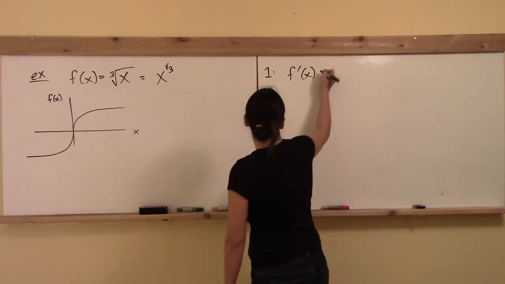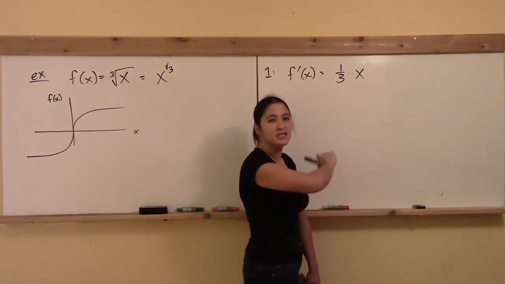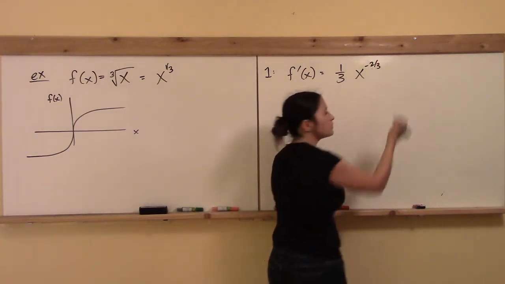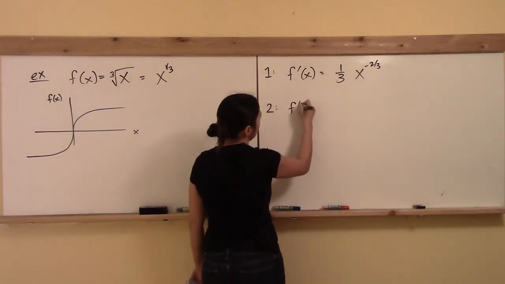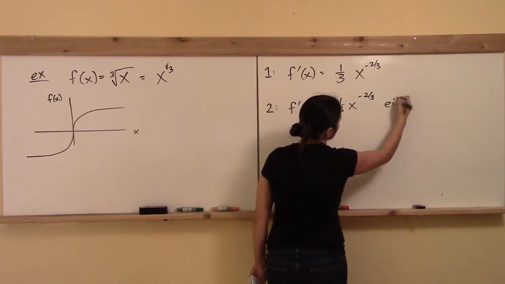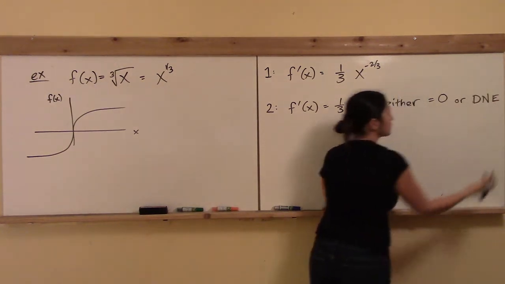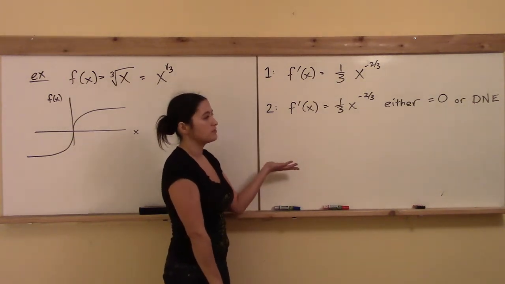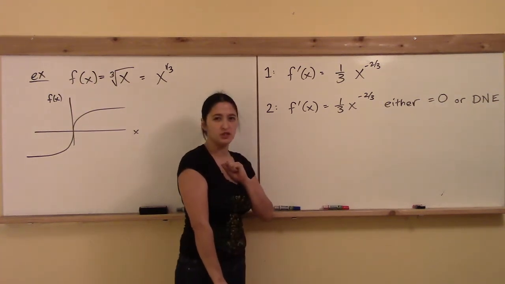Just normal old power rule, so that's going to be 1/3 x to the what? What's 1/3 minus a whole 1? 1/3 minus 1, that's negative 2/3. Okay? All right, now step 2 was going to be to find the places where this either equals 0 or does not exist. Locate the critical points. Critical points are defined as either places where the derivative is 0 or it does not exist. Are you having a little trouble with this?